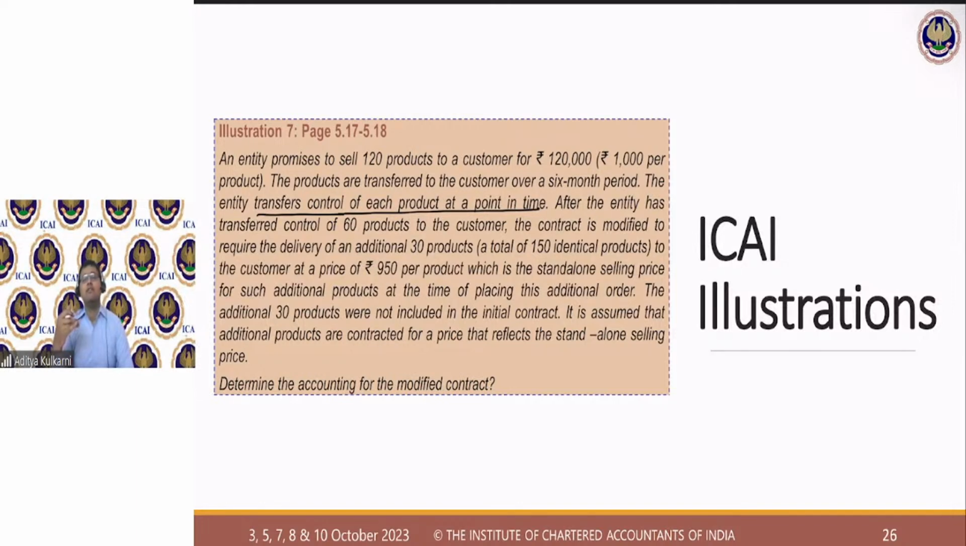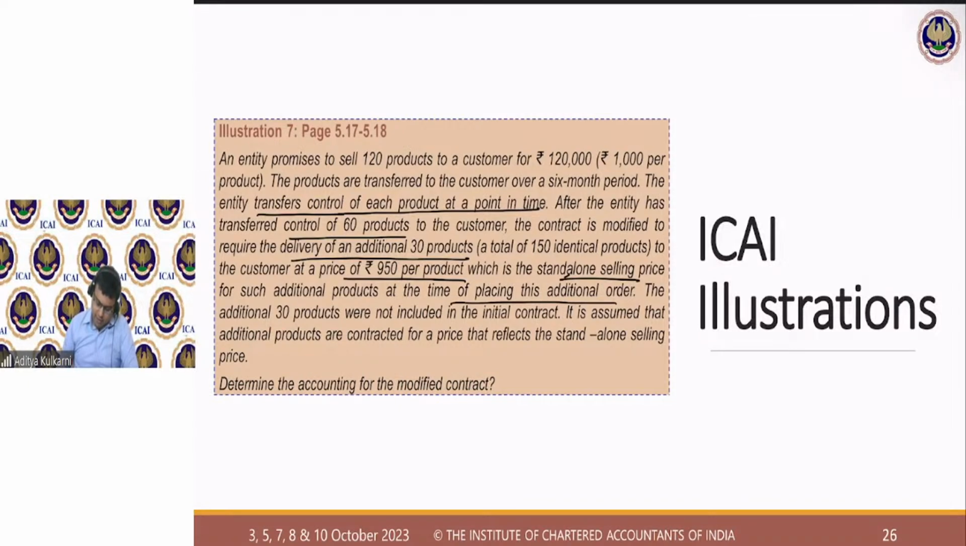So what is the significance of revenue recognized at a point in time versus revenue recognized over a period of time? What is the guidance? We will see that in the next couple of sessions. After the entity has transferred control of 60 products, the contract is modified to require delivery of an additional 30 products to the customer at a price of 950 per product, which is the standalone selling price for such additional products at the time of placing this order.